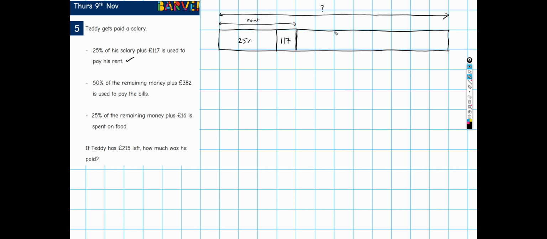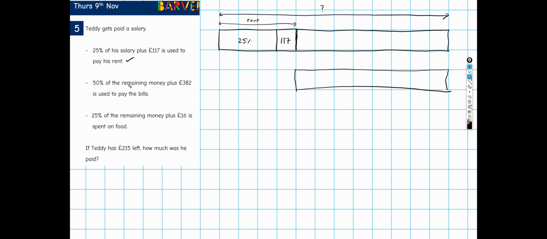Now, I could keep just subdividing this bar, but just to make it easier to follow what you're doing, I'm going to redraw the bar underneath. You don't have to do this, but it means you're less likely to make a mistake. So this is the remaining money after he's spent his rent. I'm going to just redraw that down here. This is the same amount. Okay, so this is that remaining money.